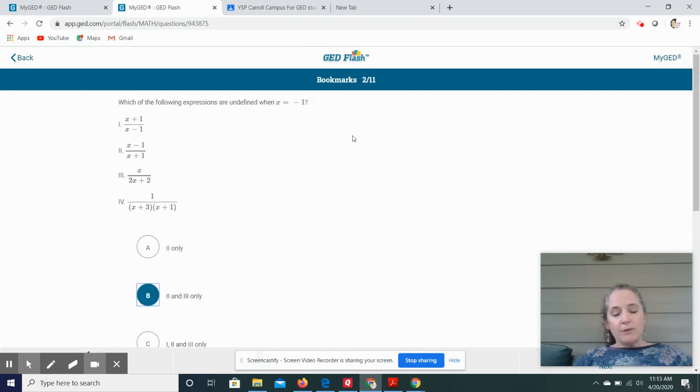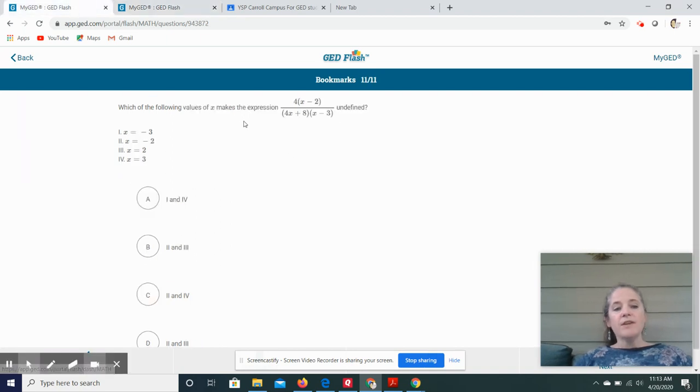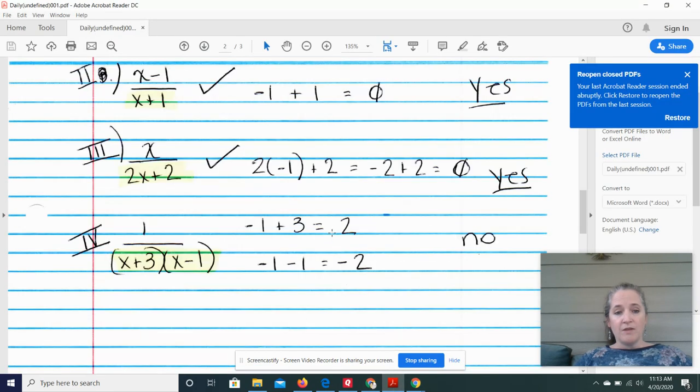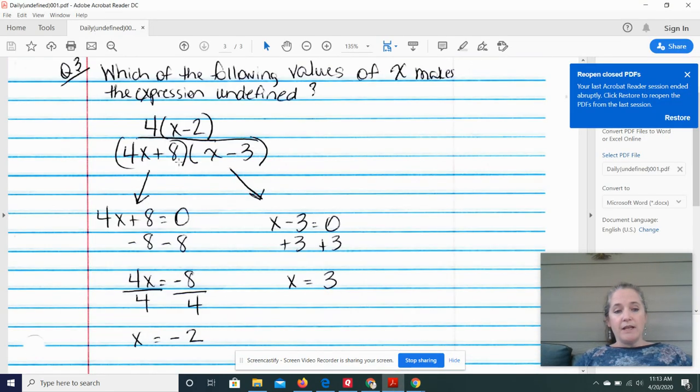So let's move on and see if we can get another one in before this time runs out. On this one, they're wanting to know which of the following values of x makes this undefined. So either 4x plus 8 equals 0 or x minus 3 equals 0. So let's come over here real quick. I set both of those equal to 0, and I solved for x in both of them.